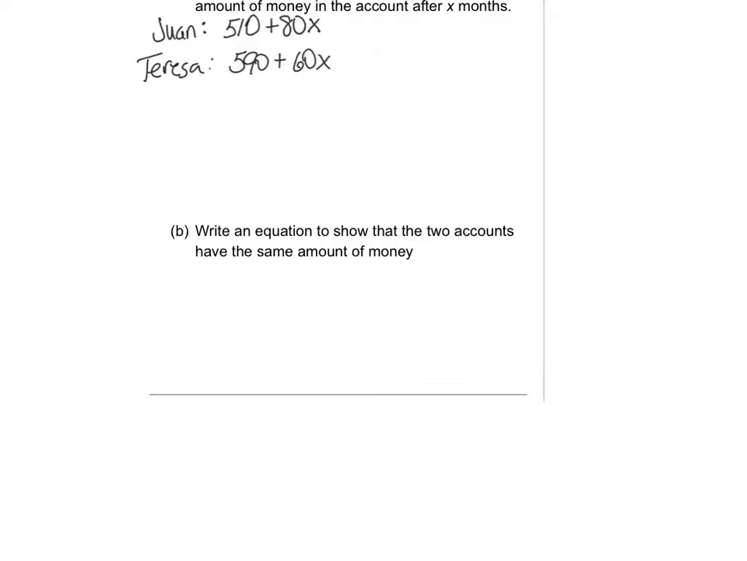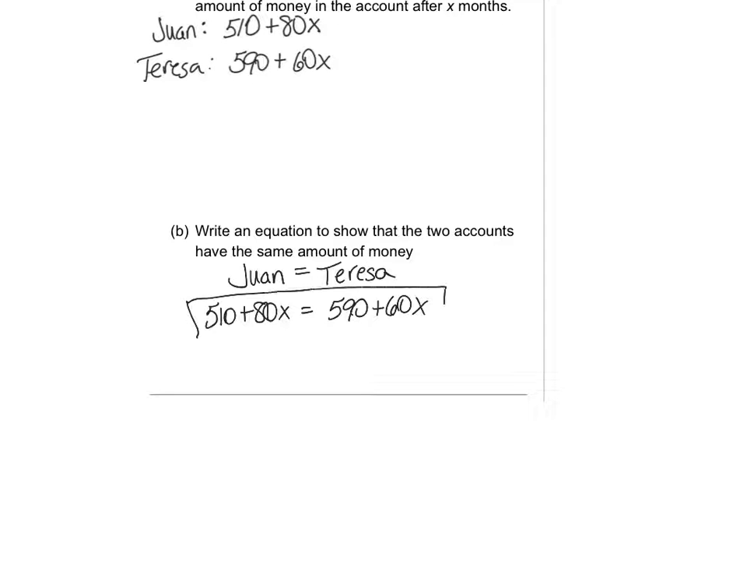Now for part B, we want to write an equation to show that the two accounts have the same amount of money. Whenever they have the same amount of money, that means that the balance in Juan's account is going to equal the balance in Teresa's account. We just came up with the expressions to represent each of these balances. For Juan, we have 510 plus 80x, and for Teresa, we have 590 plus 60x. So when the two balances are equal, we have this equation.